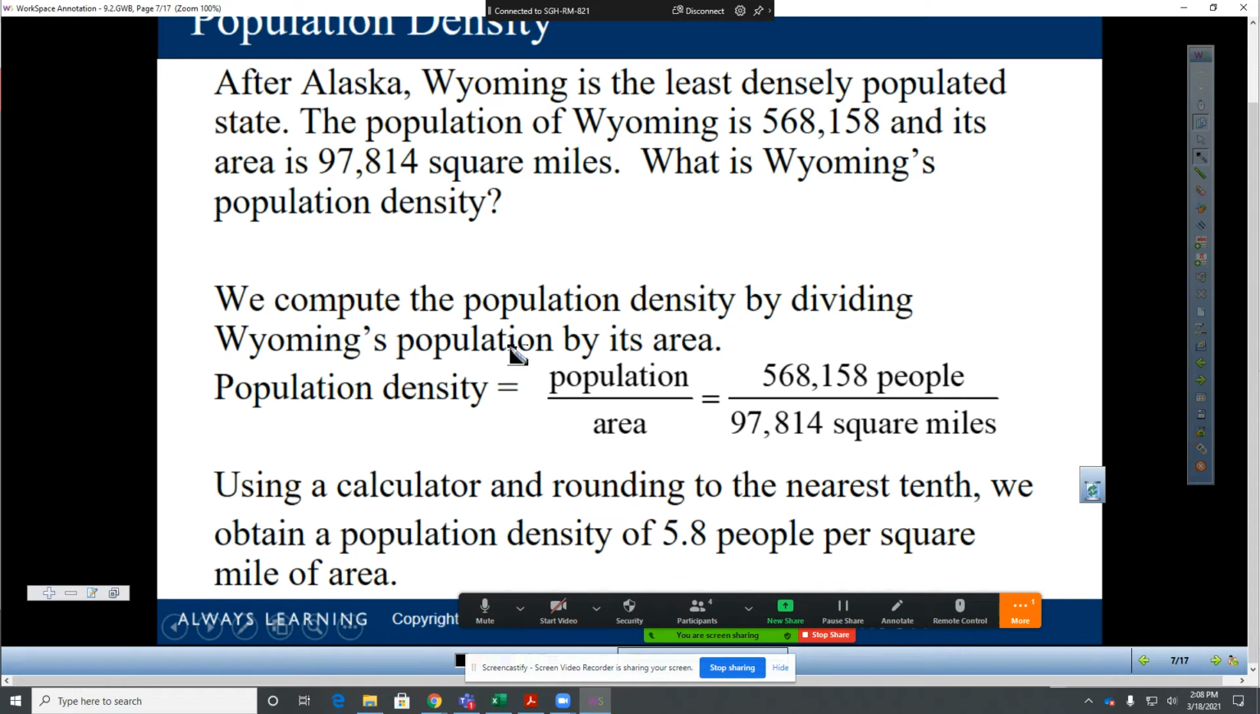Okay. So anytime you run into a problem that's per something, you always divide by the per whatever. Miles per hour would be the number of miles divided by the hours. Miles per gallon would be the number of miles divided by gallons. People per square mile would be the people divided by the square miles. All right.